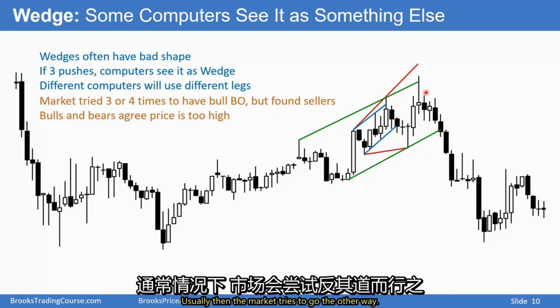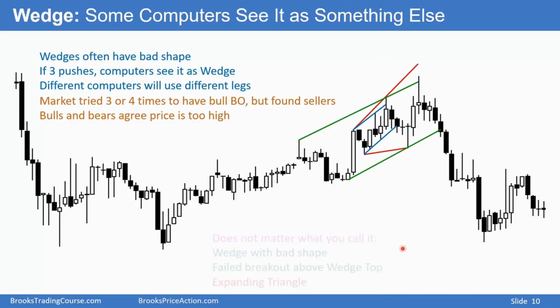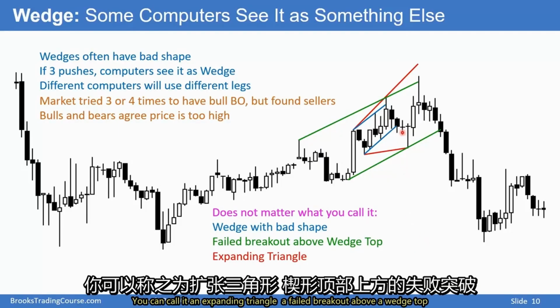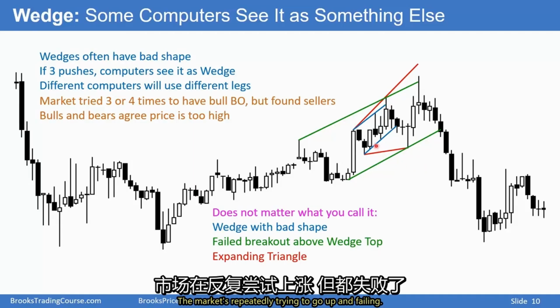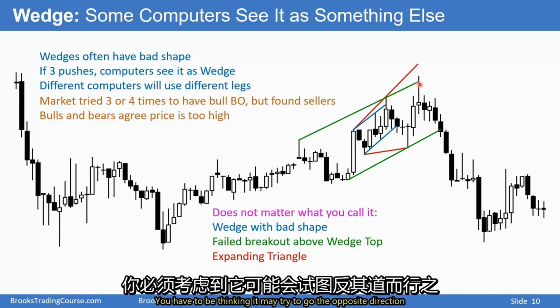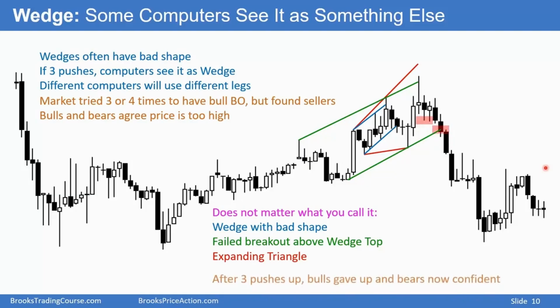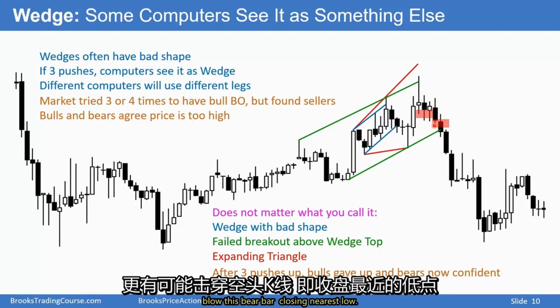Usually then the market tries to go the other way. It'll conclude it has gone too far up. Again, you can call it a wedge with a bad shape. You can call it an expanding triangle, a failed breakout above a wedge top, wedge 1, 2, 3. It doesn't matter. The market's repeatedly trying to go up and failing. You have to be thinking it may try to go the opposite direction, so traders will be looking to sell a reversal down, either below that reversal bar, bull body, or higher probability below this bear bar closing near its low.